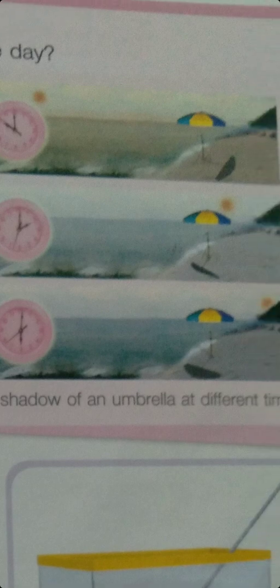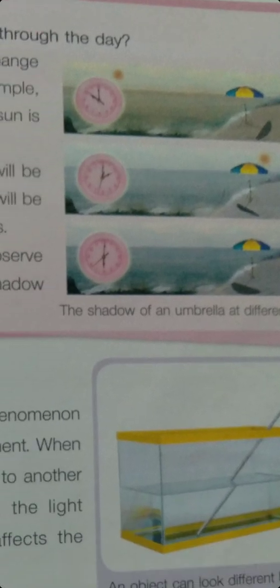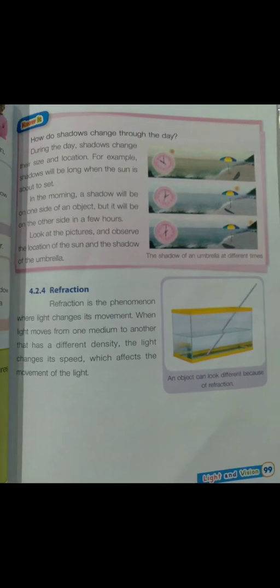Look at the picture and observe the location of the sun and the shadow of the umbrella. The sun is there, then the sun moves here. So the shadow changes its position, but the umbrella didn't change its position. The umbrella stays where it is. Just the shadow moves when the sun moves.